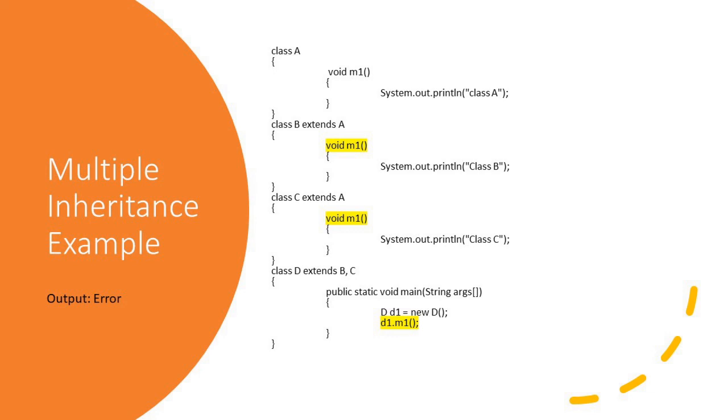We can see that the M1 method has been called using a D class object. The program will get confused whether it calls the B class method M1 or the C class method M1, because D is inheriting both the M1 functions from class B and C. This is the diamond problem, which can be solved using interfaces.